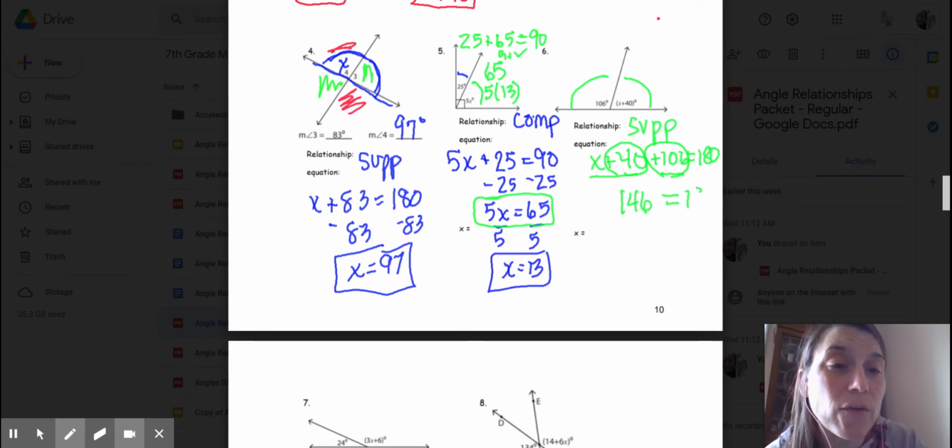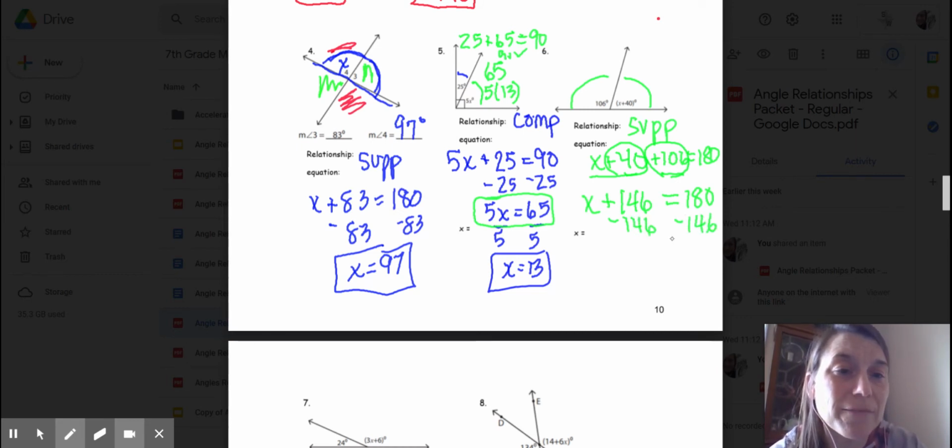I still have 180 on the right. And I don't have any other x's to add with this, so I can't do that here. Now I have a 1-step equation to solve. I had x plus 146 equals 180. And the opposite of add is to subtract. So I'm going to subtract 146 from both sides. And then x equals 34.